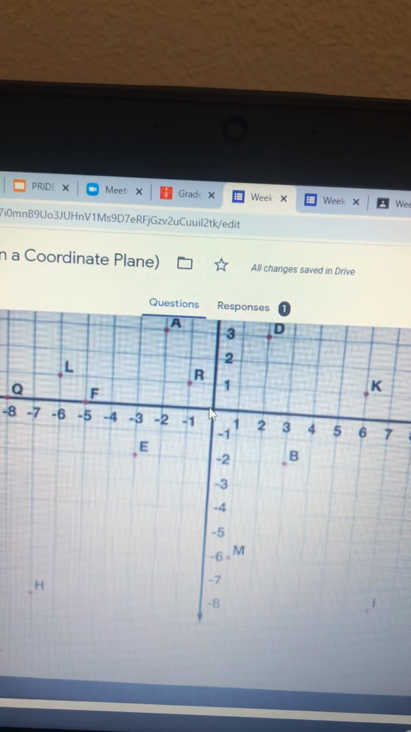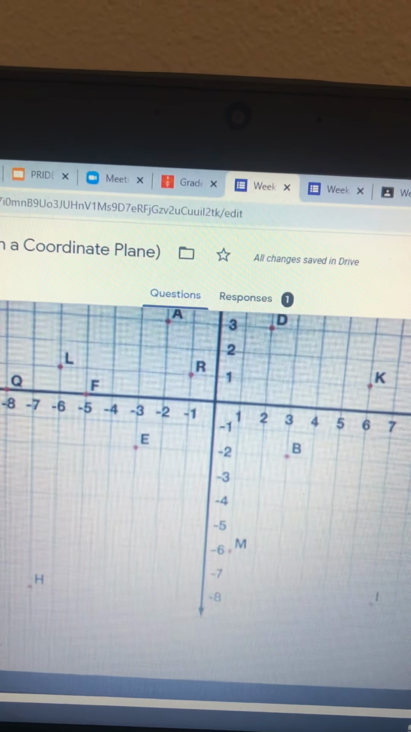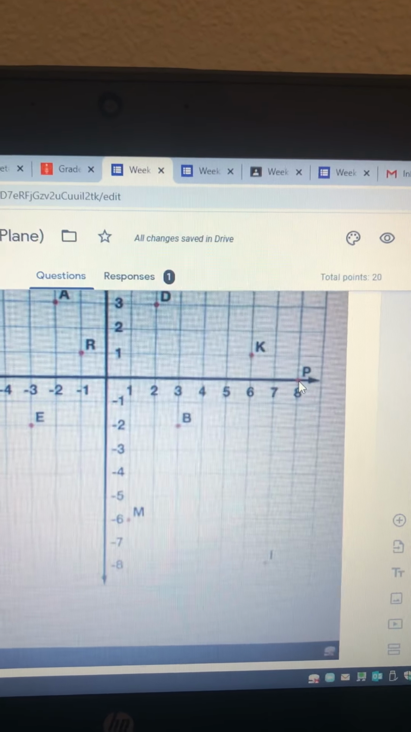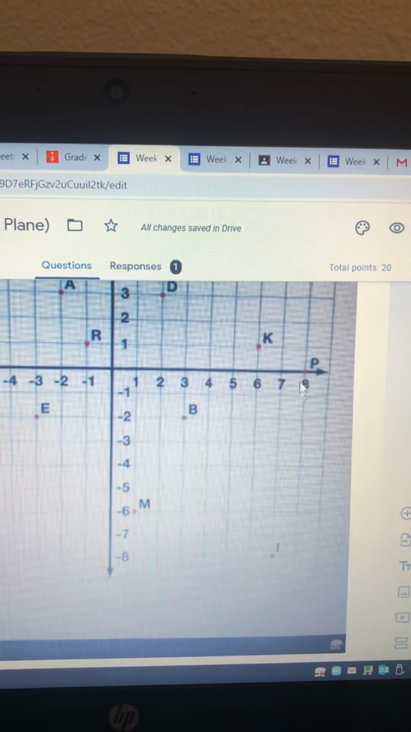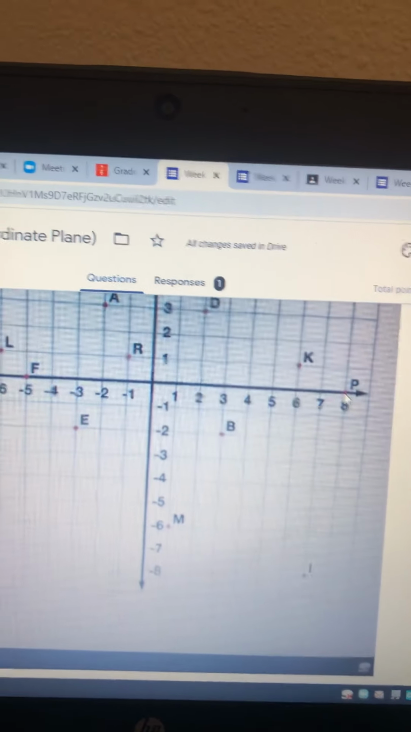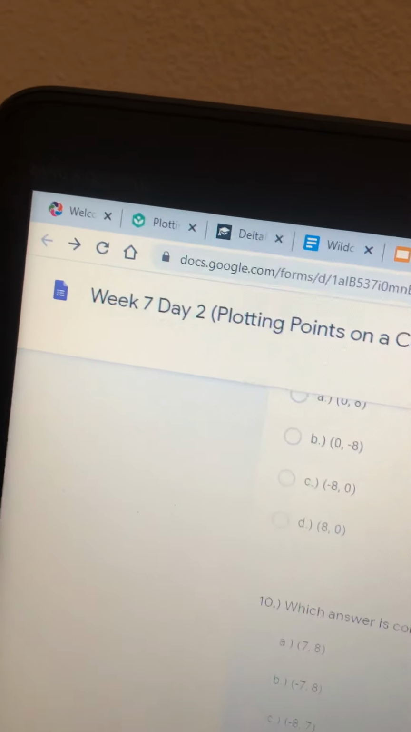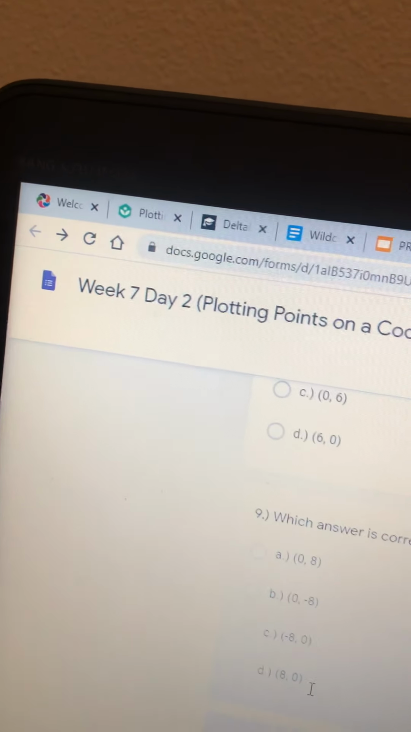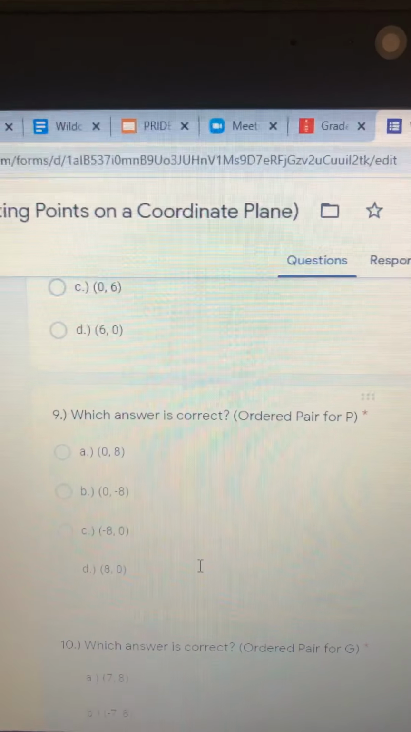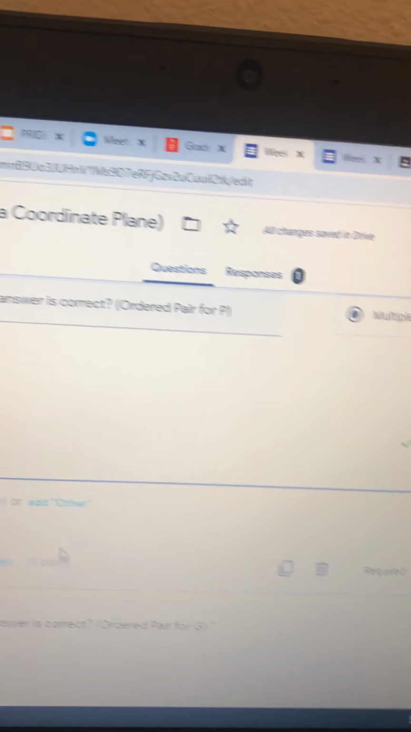No, I'm sorry, that is incorrect. We gotta go left or right first, so that's gonna be 8. We're gonna go over 8, and then since we didn't go up or down, we stay at 0, so that's gonna be (8, 0) for number 9, and (8, 0) is D. (8, 0) is D. See?